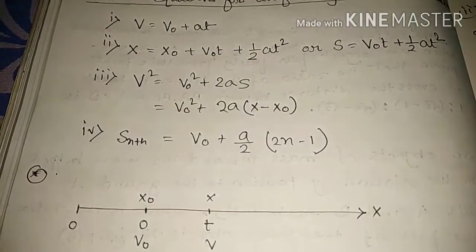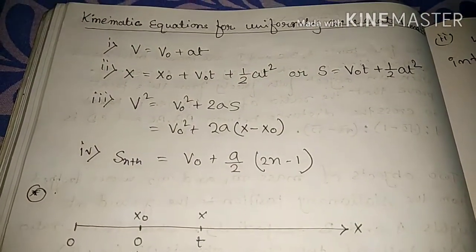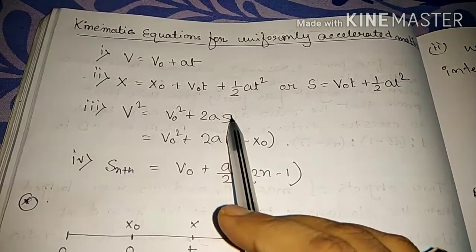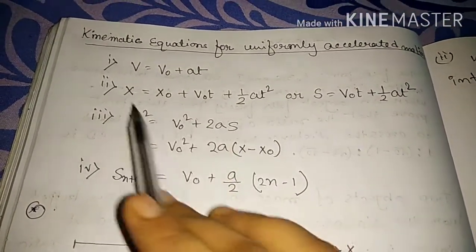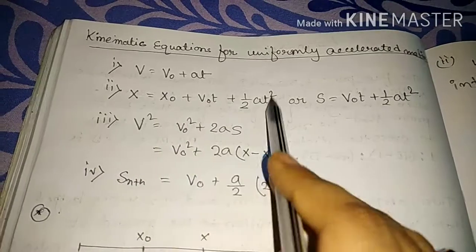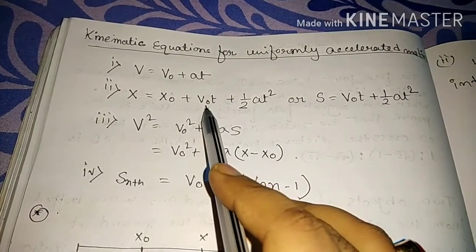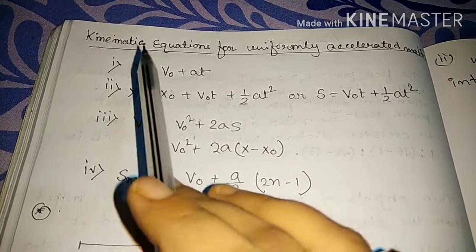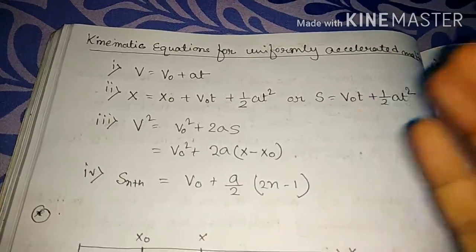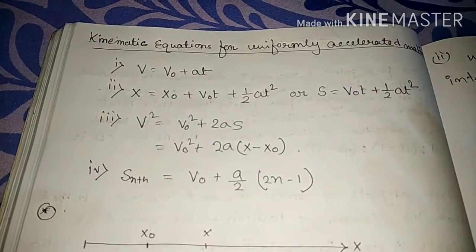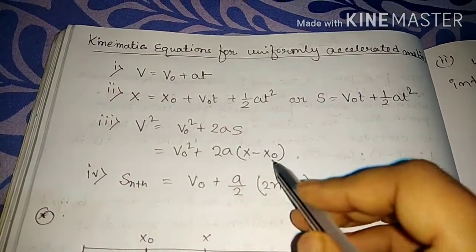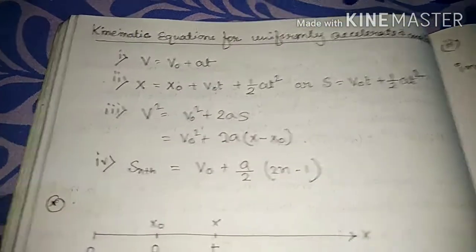Third equation: v square equals u square plus 2as. In place of u square we write v0 square, and in place of s we can write x minus x naught, because this is equal to s. So s equals x minus x0, that is the distance traveled by an object in t seconds. If we consider the time is t seconds, that we consider as s.